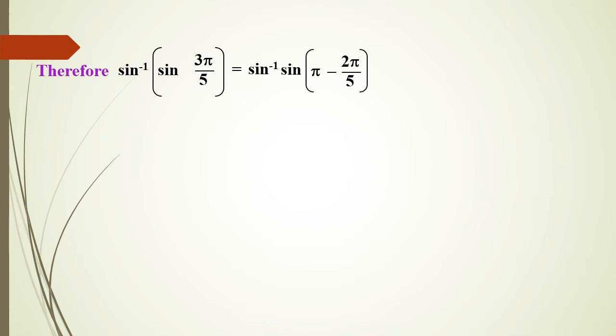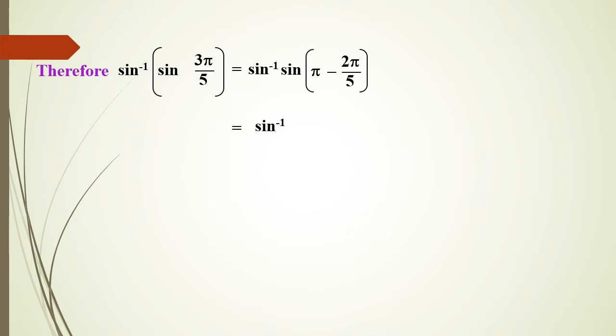Therefore, the given expression can be written as sine inverse of sine 3 pi by 5 equal to sine inverse of sine of pi minus 2 pi divided by 5. After finding the LCM, again you get back the original angle, that is 3 pi by 5. So 3 pi by 5 can be written as pi minus 2 pi divided by 5.